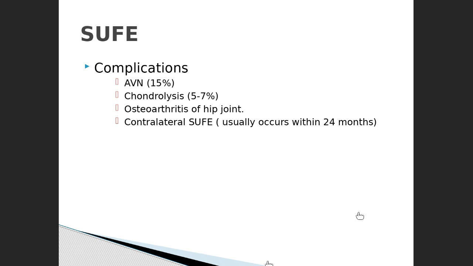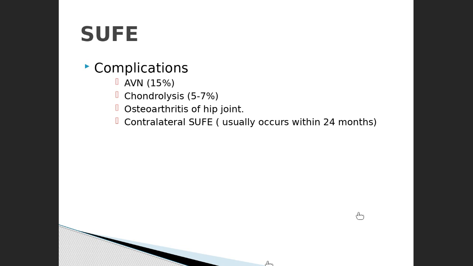All right. So it seems like you guys have benefited somewhat from the presentation this morning, where we have looked at the slipped upper femoral epiphysis. We have defined it. We've looked at the incidence, the etiology, the clinical presentation, the investigations, the treatment, and the complications.